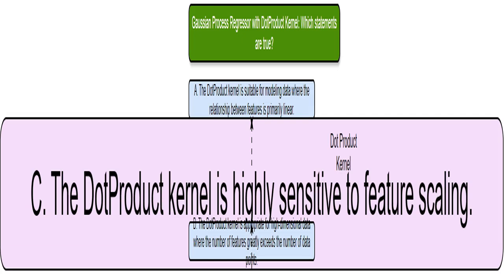You got it. C is another correct statement. The dot product kernel's calculations are directly affected by the size of your feature values. If you change your scaling, the kernel's outcome changes. This means you have to be careful with how you scale your data to avoid problems.